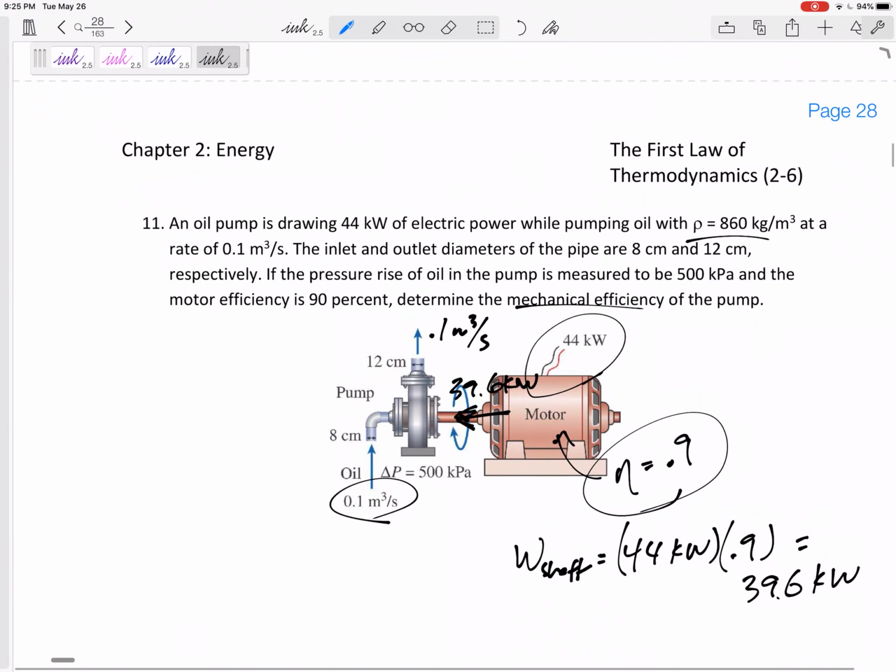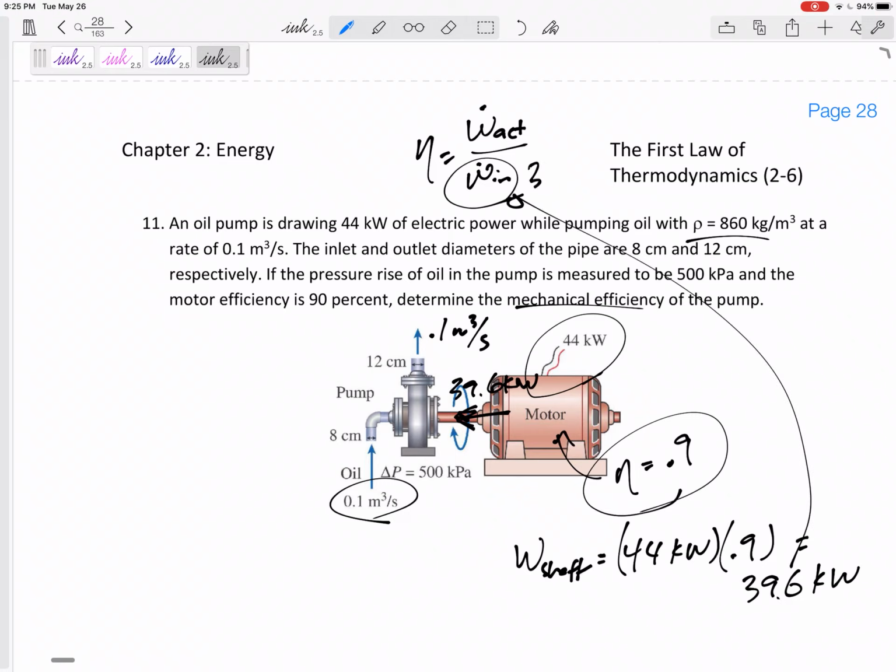The mechanical efficiency of the pump would be the work that's actually happening over the work in from the shaft, and that's the 39.6. All right, so we've got 39.6. So now we need to find the actual work that is being done. What type of change in energy is actually happening? I don't see any change in potential energy. It doesn't tell us anything about a low height to a high height. This probably isn't a very large pump right here. It doesn't give us any vertical dimension or anything.